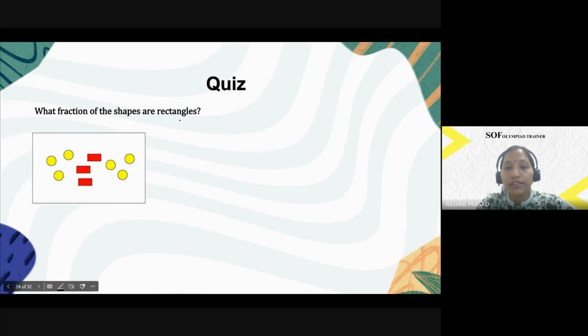What fraction of the shapes are rectangles? So there are a few shapes given. First, count how many total shapes are given, and out of the total shapes, how many are rectangles? That will give you the fraction. Can you quickly give me the answer in the chat box, guys? Okay, I'm getting answers.